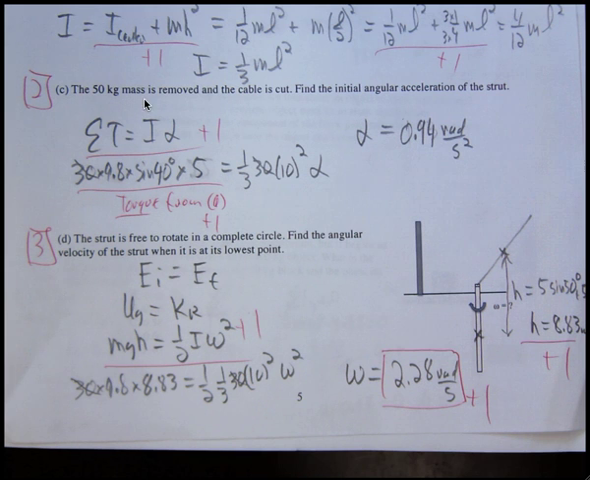because we're going to remove the 50 kilogram mass, so it is gone now. And we're cutting the cable, so there's no more tension. What is the initial angular acceleration? Angular acceleration is alpha. It is not omega. Don't confuse the two. Angular velocity is a different thing from angular acceleration. You need to know that.